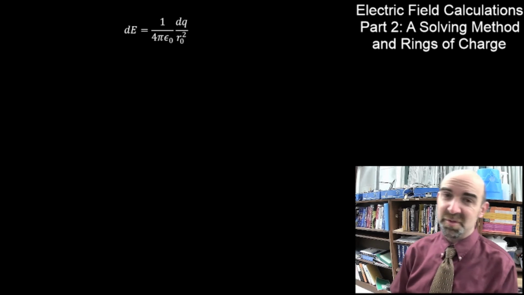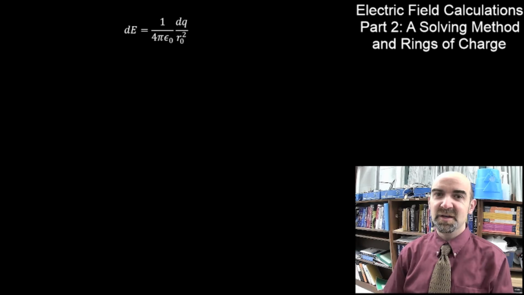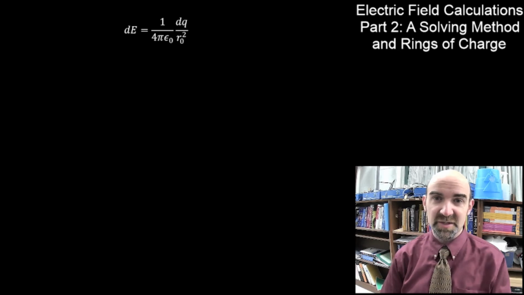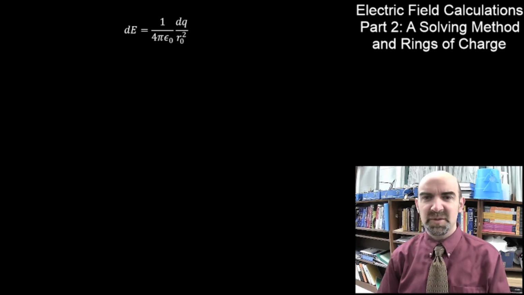In this episode, we're going to be looking at electric field calculations again. And later on, we're going to get into the field calculations for rings. So I'm going to do a half ring and a full ring, just to show some different orientations for those. But this is part 2 of the series.